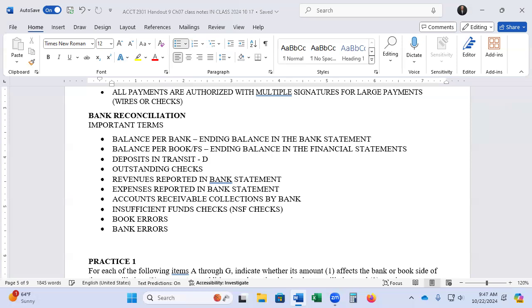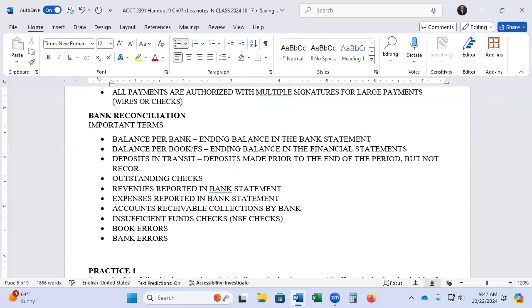Then we have deposits in transit. These are deposits made prior to the end of the period, but not recorded in the bank statement.